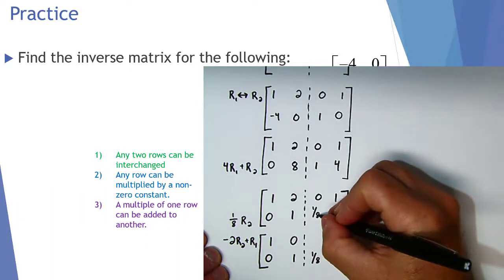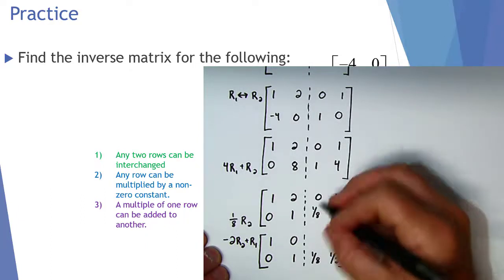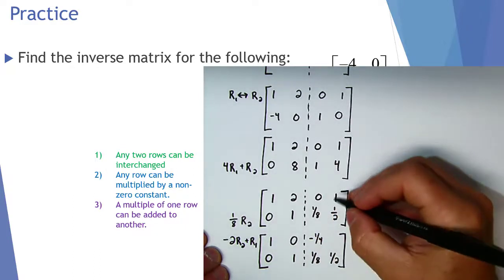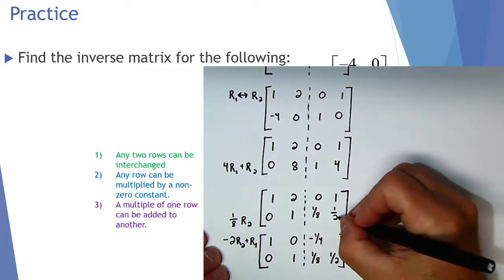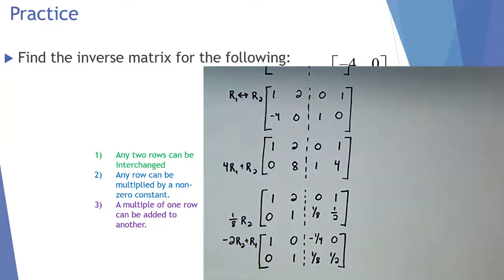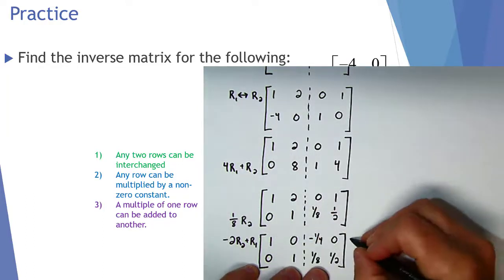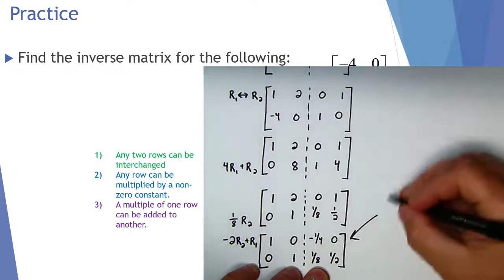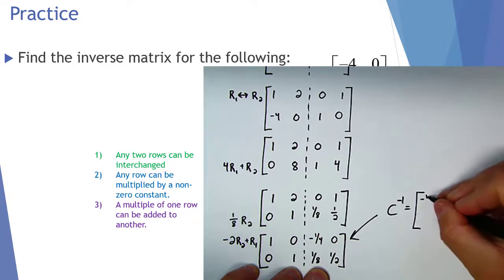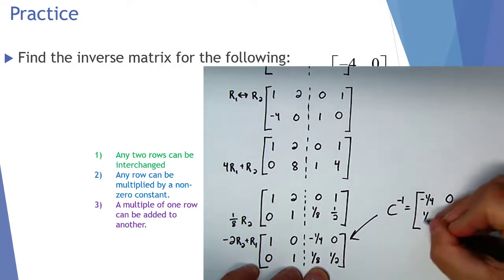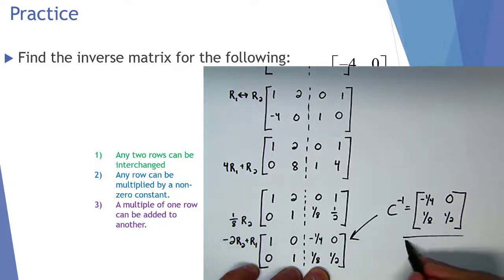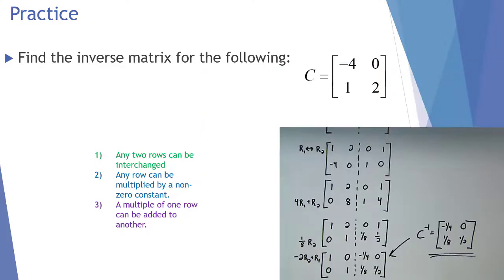Negative 2 times 1/8, that's negative 2/8, plus 0, negative 2/8, but that's the same as negative 1/4. And negative 2 times 1/2 is negative 1, plus 1 is 0. And so we got our identity on the left side. What ends up on the right is the inverse matrix. So the inverse matrix that you should have gotten is negative 1/4, 0, 1/8, 1/2. You could multiply that by the original to show you get the identity matrix, but we're done.